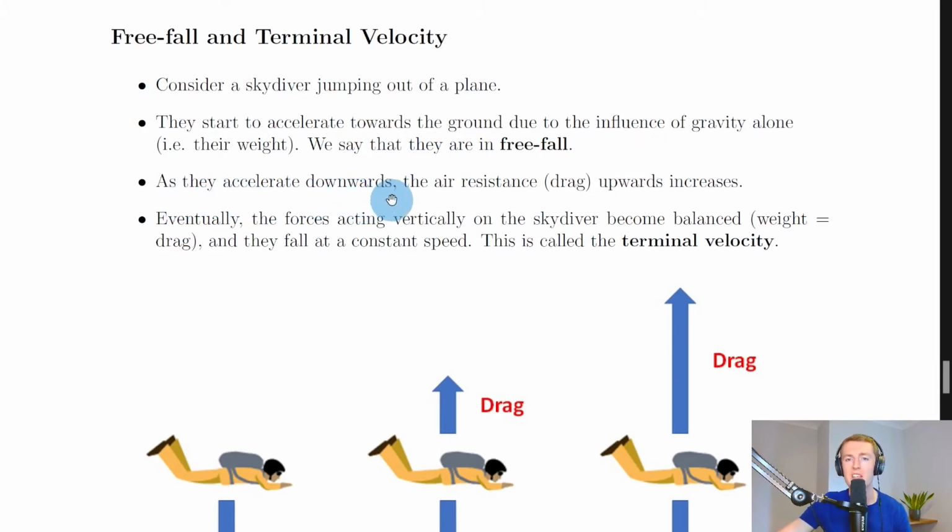As they accelerate downwards, the air resistance, i.e. the drag upwards, will increase. Eventually, the forces acting vertically on the skydiver become balanced, i.e. their weight will equal their drag, and they fall at a constant speed. This speed is called the terminal velocity.